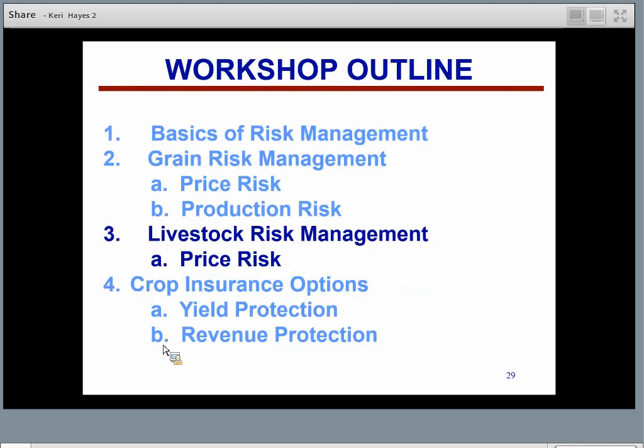So we'll get into that in part 4. The next thing I want to talk about is price risk for livestock operations. And so you might ask yourself, well, why aren't we talking about production risk? I think ranches tend to control this risk a little bit better. Price risk tends to be the main concern, right?